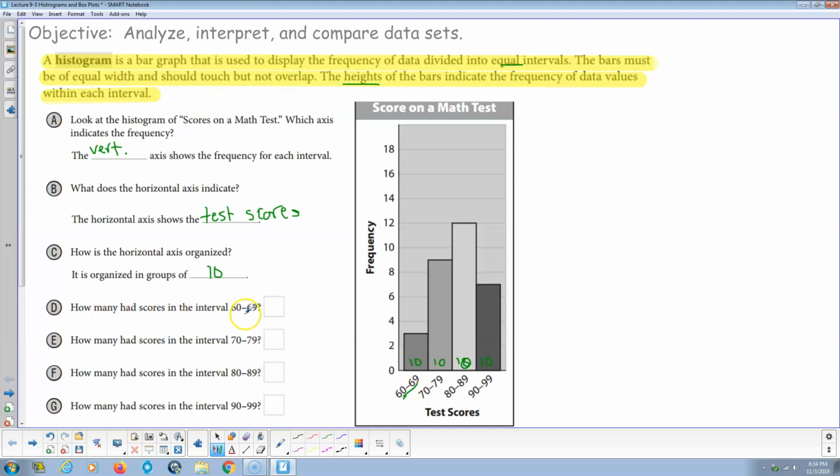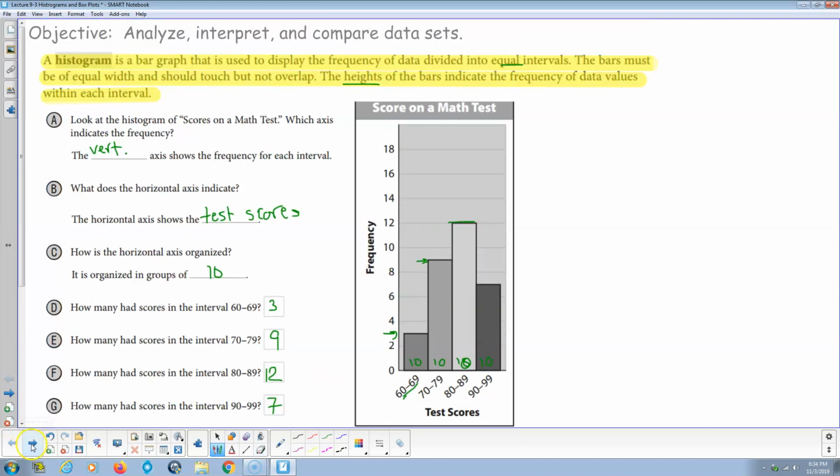How many had scores in the 60 to 69? Okay, so 60 to 69, that goes halfway between 2 and 4, so that's going to be 3. How many were in the 70 to 79 interval? That's halfway between 10 and 8, so that means this position here is 9. And how many scores were 80 to 89? So right at 12. And then how many scores were in the 90 to 99 interval? Notice we're between 8 and 6, so that's at, looks like, 7.